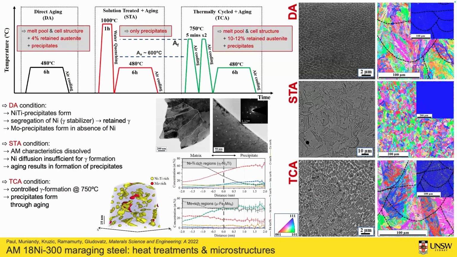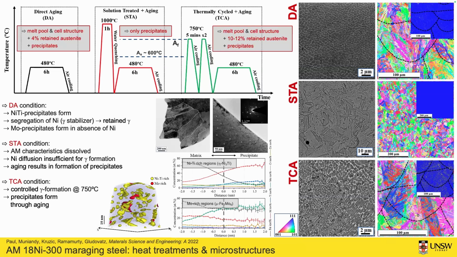First, we directly age the material. In this case, we retain the structure. We retain the melt pool boundaries. We have the cell structure. We increase the retained austenite a little bit, and then, due to the aging effect, we also get these precipitates. Then, in the second batch, we essentially solution treated the material, went up to 1000 C for an hour, then we quenched, and then we did the aging.